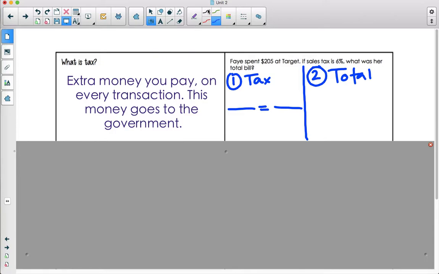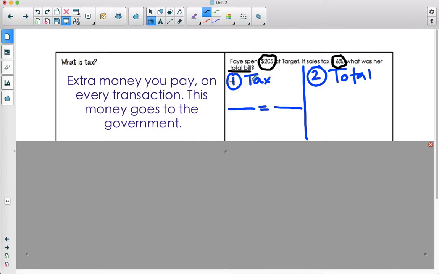Let's do an example of tax together in our notes. Faye spent $205 at Target. If the sales tax is 6%, what is her total bill? I'm seeing some important information here. We're spending $205 at Target, so we're picking out $205 worth of stuff. In this particular city, the tax rate is 6%, so an extra 6% goes to tax. And the last part is that we need to know what the total is.